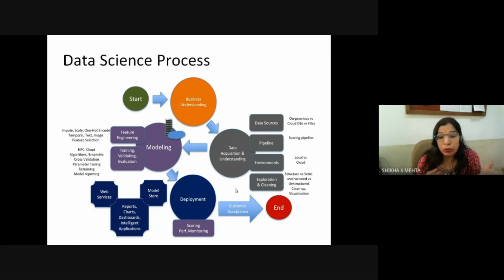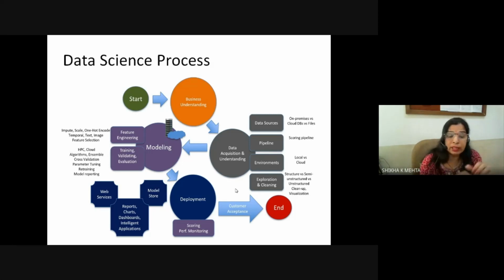Then for exploration and cleaning of the data, we have to use techniques for processing the data. That means the pre-processing of the data, for cleaning and understanding that particular data, we have to change the technologies, right? We have to change the methodologies if the data is structured, semi-structured or unstructured. Accordingly, we will be using the techniques for data acquisition and understanding.